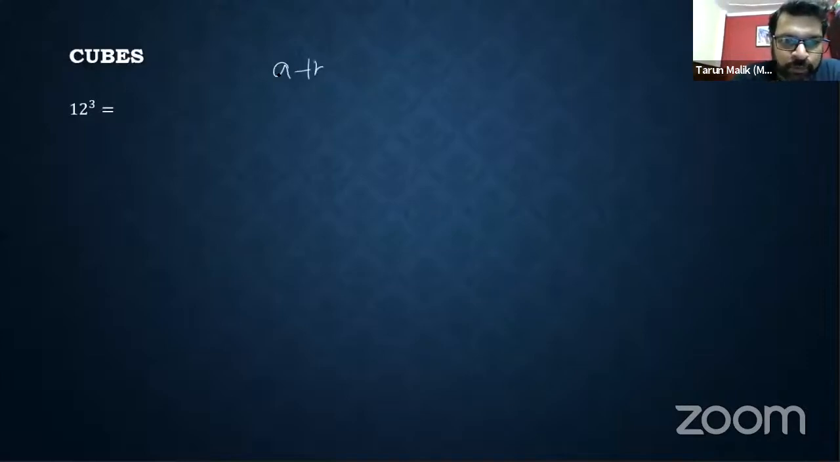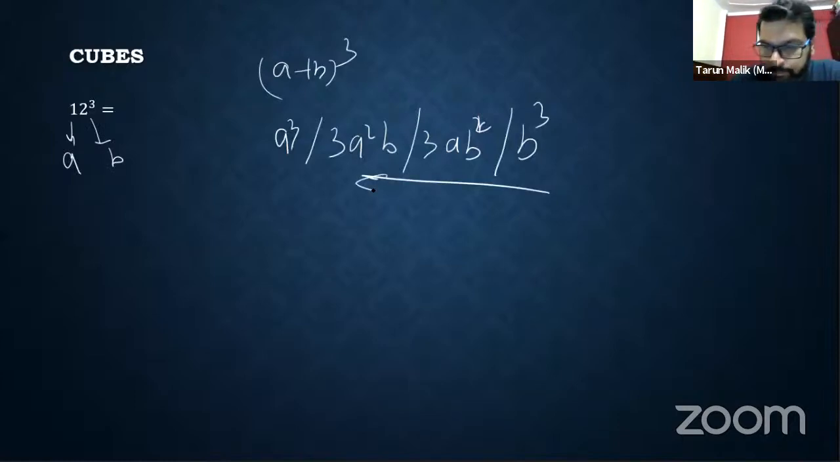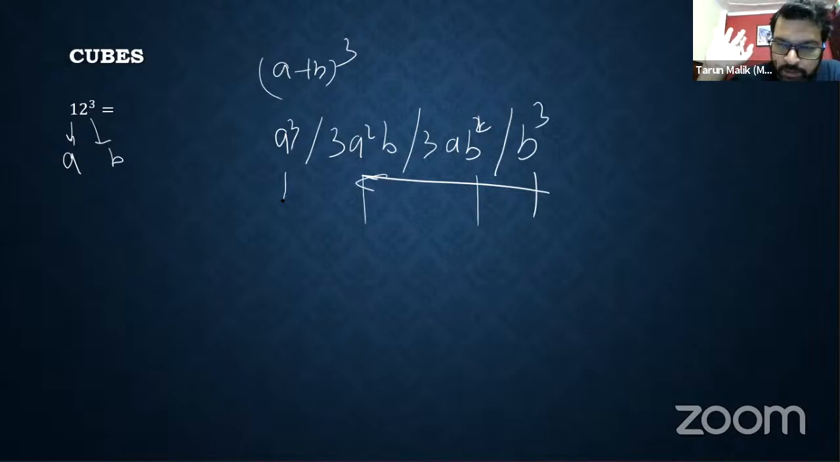So A plus B whole cube, if you just observe, what are the terms? A cube, you will get 3A square B, you will get 3AB square and B cube. Okay. So again, I'll do this as A, this as B, and follow this process. So first I will do B cube, then 3A square B and 3AB square, then A cube. And take one digit at a time, rest will be carried forward, right? So first I will do B cube, that means 2 cube. 2 cube will be 8.